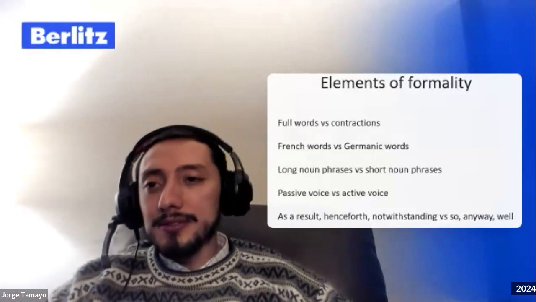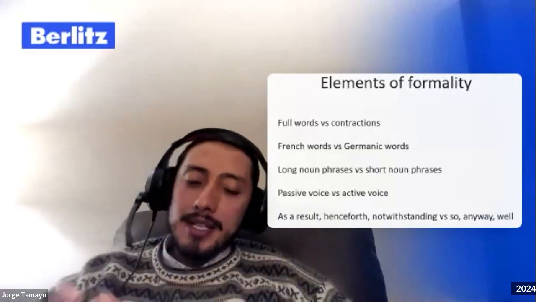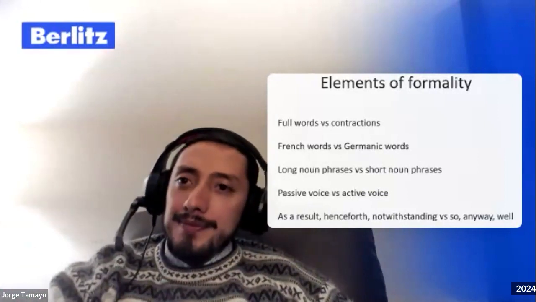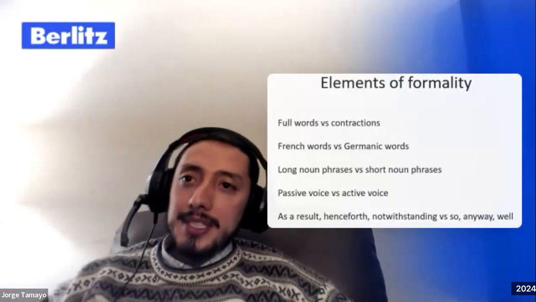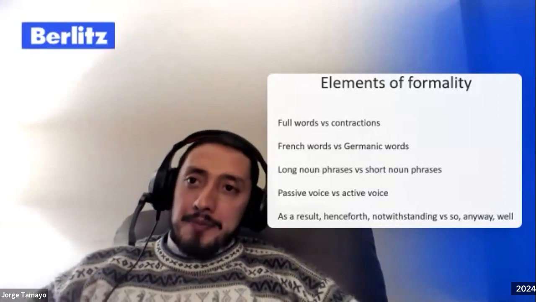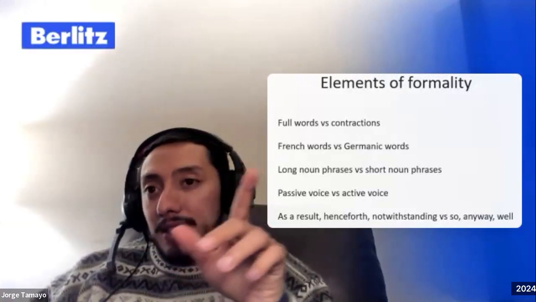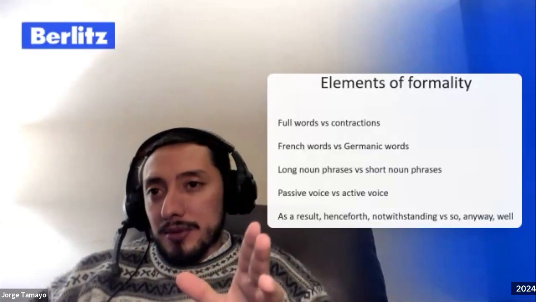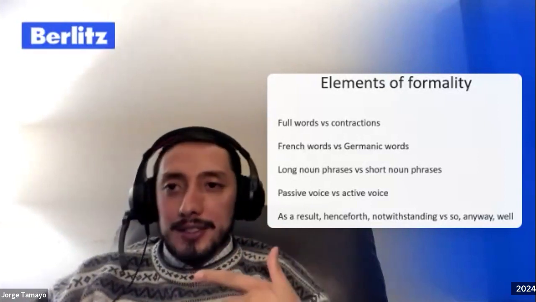On the contrary, if you want to be more informal, go for Germanic words, go for phrasal verbs, right? That's going to make it more informal, right? Now, another element that you might use, and this doesn't necessarily go against the KISS rule, is the use of long noun phrases. What do I mean by this?